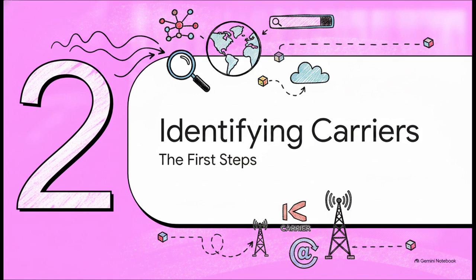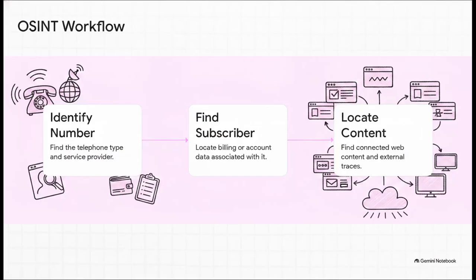Moving on to Section 2, Identifying Carriers and Providers, the first steps. Now that we've set our boundaries, let's actually dig into the investigative workflow. How do we start making sense of a target number? Whenever you have a target number, your workflow really needs to follow these three distinct phases so you can methodically gather your intelligence. First, we identify the type of number and the provider supplying the service. Second, we hunt for subscriber information, like the actual name billed to the account. And finally, we locate connected web content.